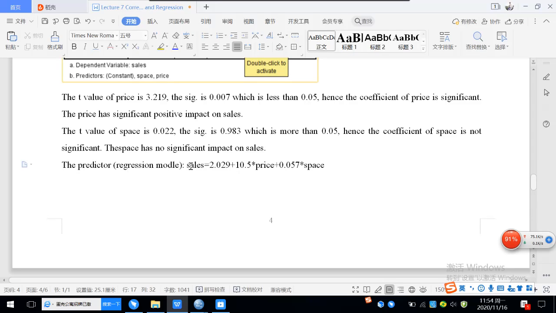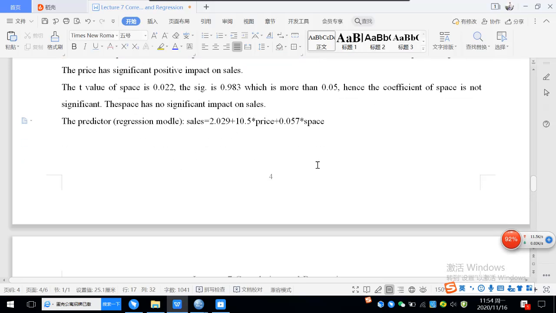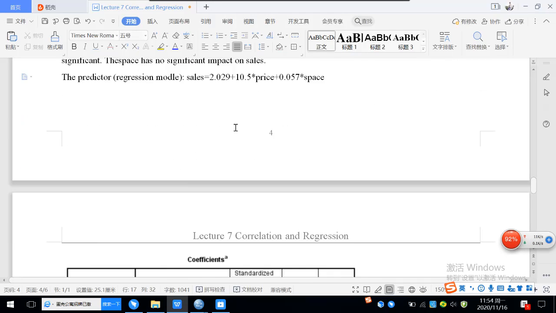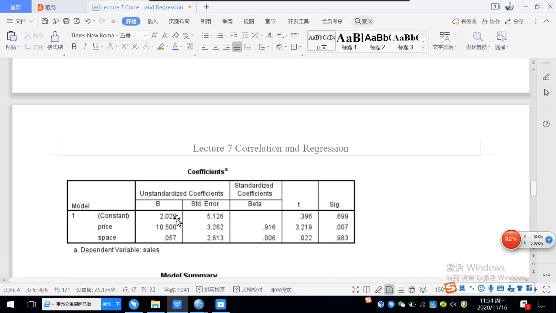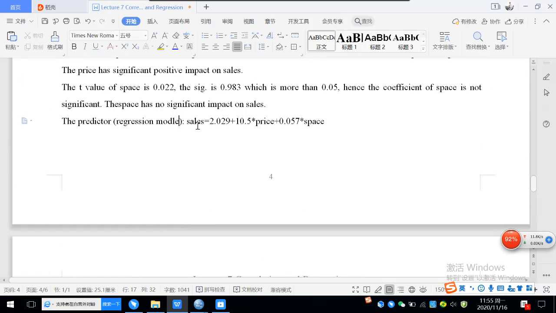The regression model is sales equals 2.029 plus 10.5 multiply price plus 0.057 multiply space. So if you have the data of price and the data of space, then you can use this regression model to predict sales. Okay, understand? Everyone understand?